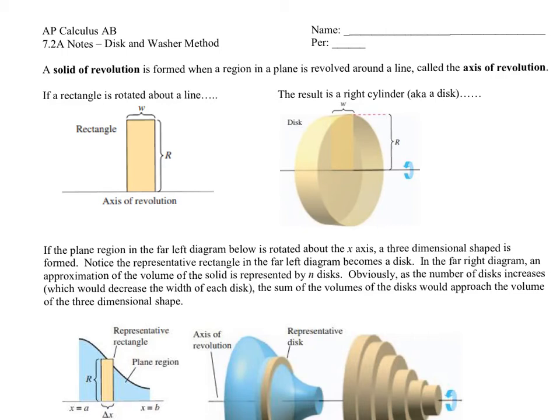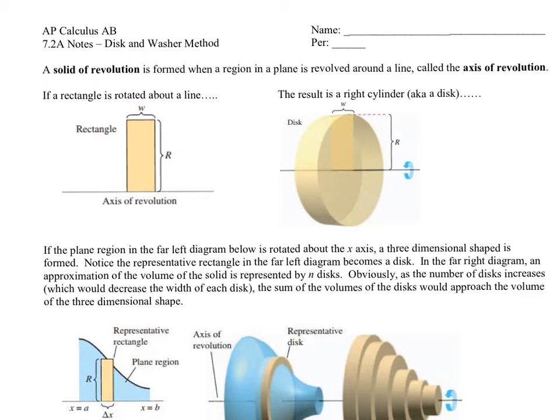Hello, calculus students. In this video, we are going to talk about our 7.2a notes. It's called the disc and washer method, and what that means is we're going to use a method called the disc and washer method to find the volume of some three-dimensional shapes.